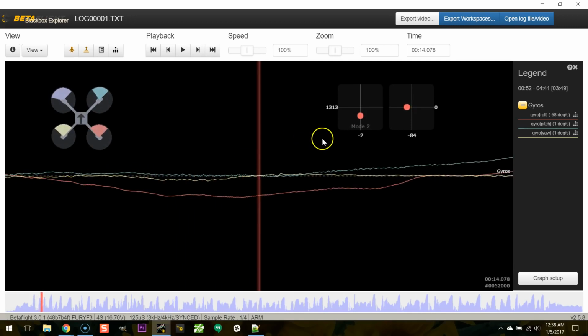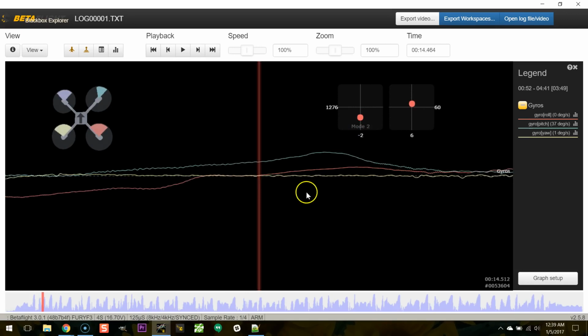Anytime we look and we see the gyro doing the opposite of what it's being told to do, we know that there's something wrong, maybe mechanically or with the tune.